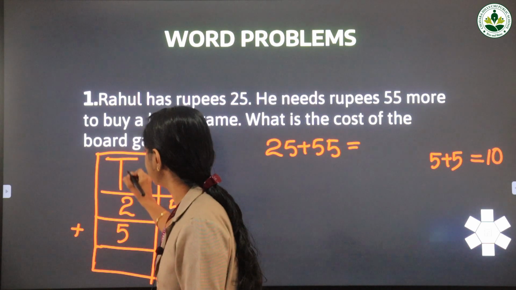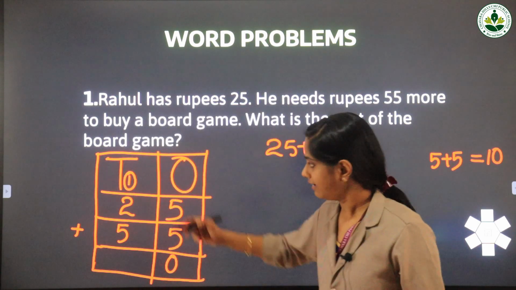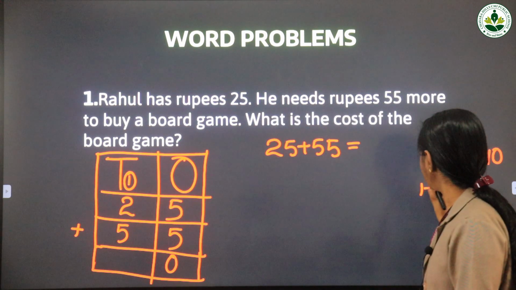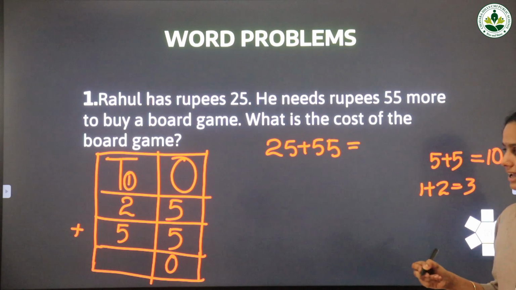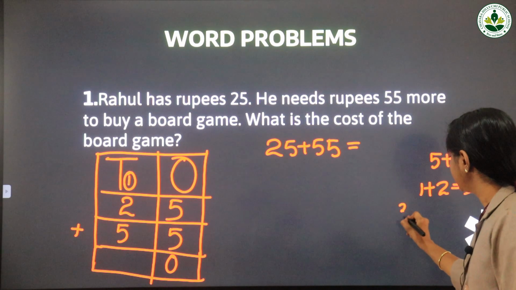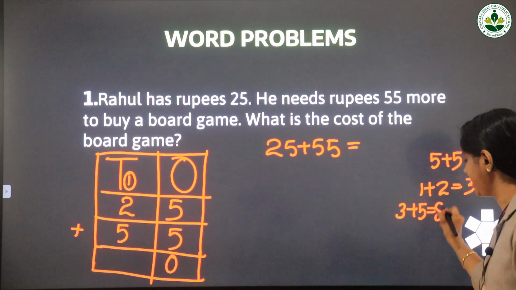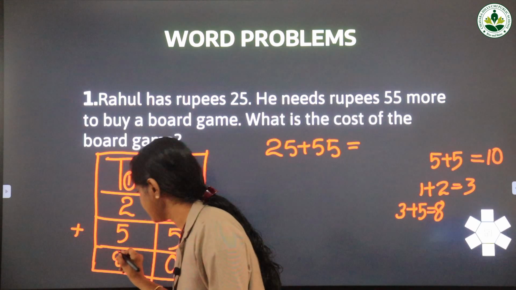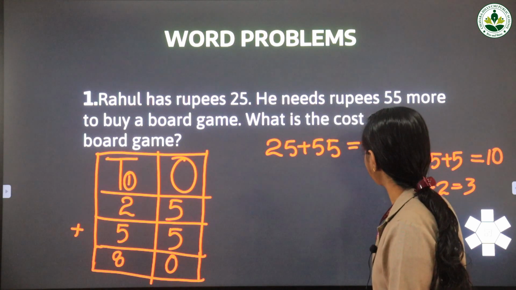This 1 will go to the tens column and we add. First we add 1 plus 2. 1 plus 2 is equal to 3. Again we add 3 to 5. 3 plus 5 is equal to 8. So we write 8 in the tens column. So the answer is 80.